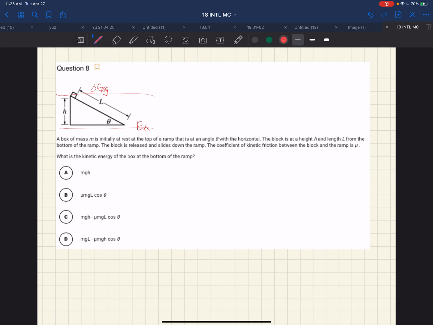At rest, at the top of the ramp, at angle theta to the horizontal, the block is at height h and the ramp has length L. The block is released and slides down the ramp. The coefficient of friction between the block and the ramp is mu. So there is friction. What is the kinetic energy at the bottom of the ramp?